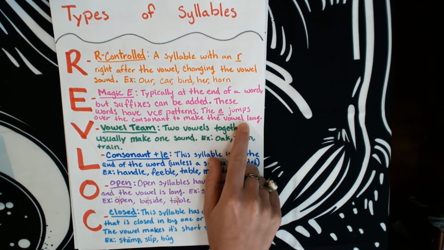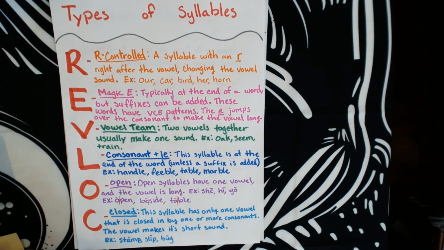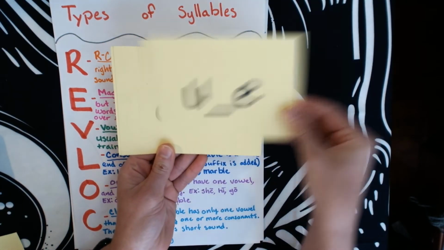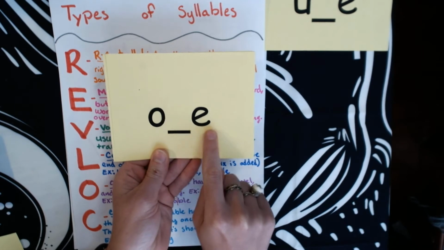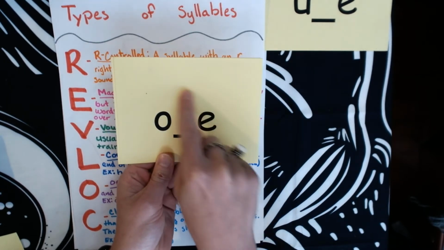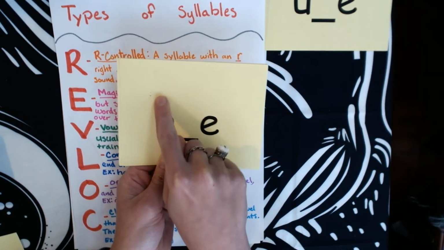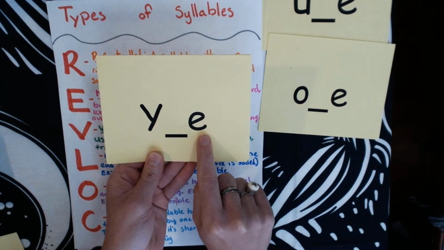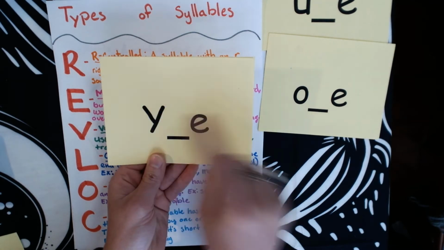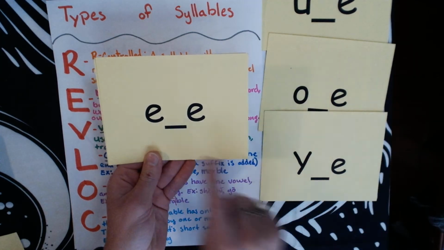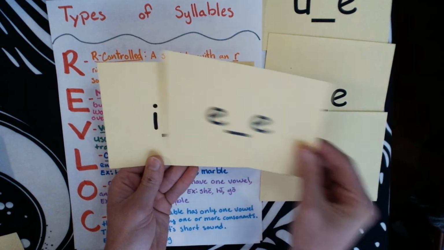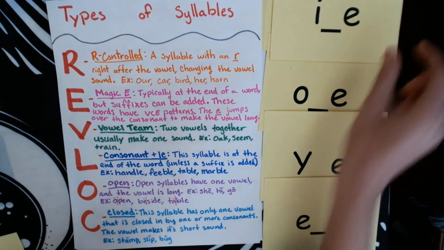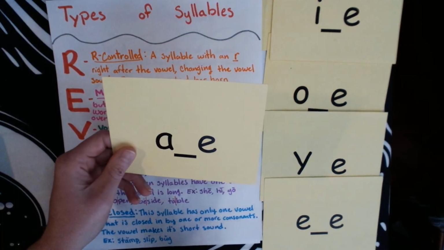And our cards we can review. Remember we have U consonant E, mule, U. O consonant E, bone, O. You know the E is jumping over the last consonant to make the vowel long. Y consonant E, type, I, remembering that Y can function as a vowel. E consonant E, these, E. I consonant E, pine, I. And A consonant E, cake, A.